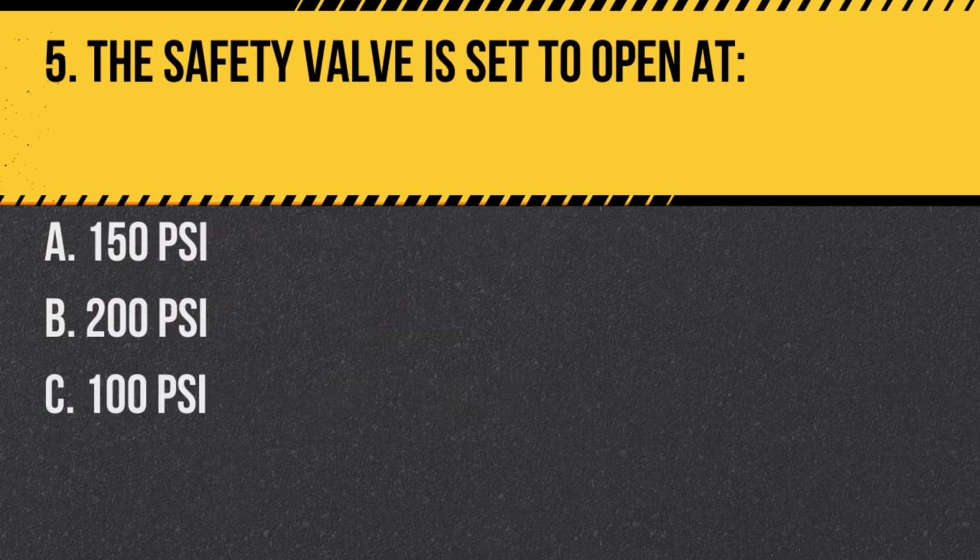Question 5. The safety valve is set to open at: A. 150 psi. B. 200 psi. C. 100 psi. Answer: A. 150 psi. The safety valve releases air to prevent too much pressure buildup.